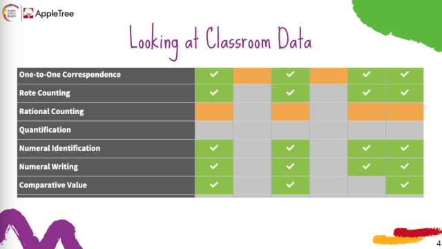Perhaps I will have the two students that are working on one-to-one start with lower numbers. Maybe they can start together by counting to 5. Then the students working on rational counting will continue counting up to 10 and so on. This is just a small example of how to link classroom data to transitions.